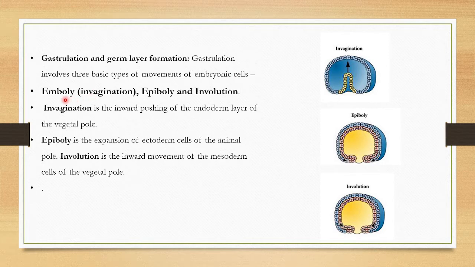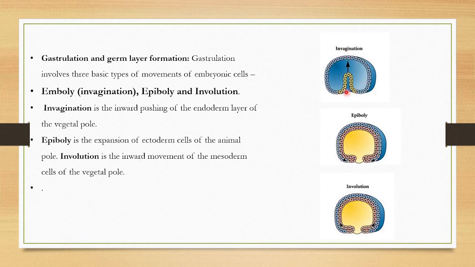The first is emboly, or invagination. This is the invagination. You can see one layer of cells of the blastoderm. These cells move inward, pushing the endoderm layer of the vegetal pole. Invagination is the inward pushing of the endoderm layer of the vegetal pole, as the embryo has two poles, called the animal pole and the vegetal pole.